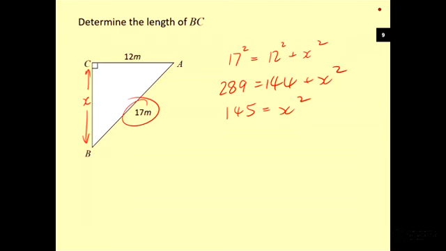So I've got two options. X equals the square root of 145. As horrid as it looks, that answer is perfect. I'd have to put my units next to it, but there's nothing wrong with that answer.